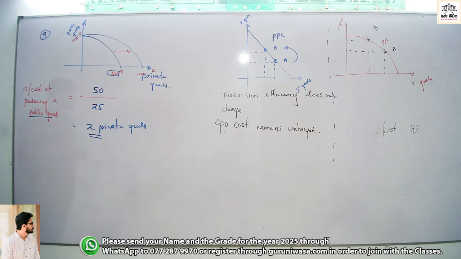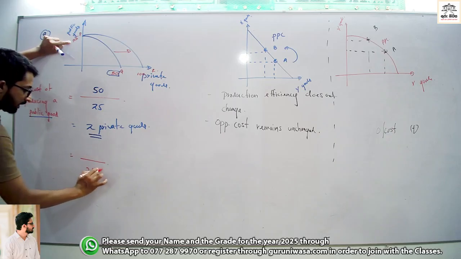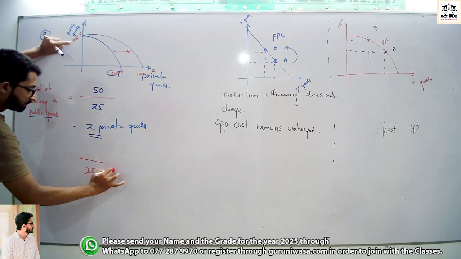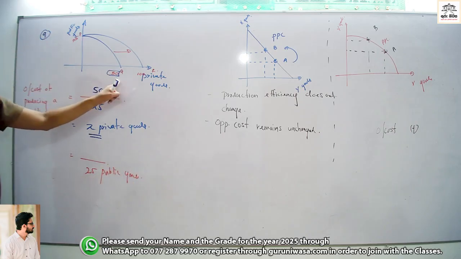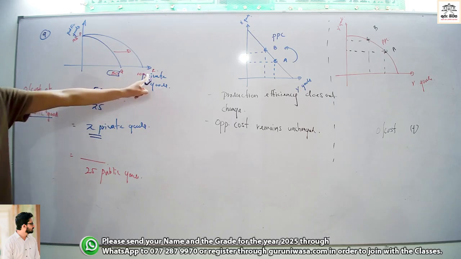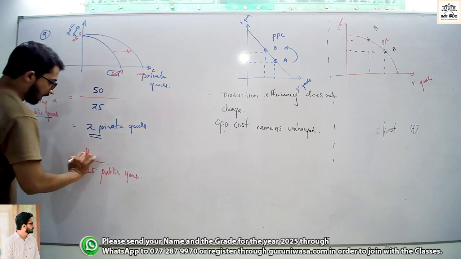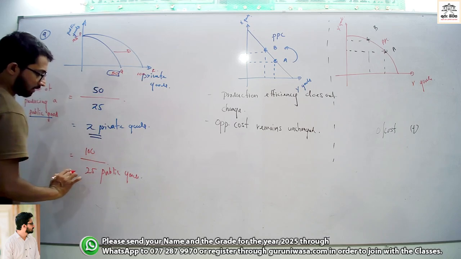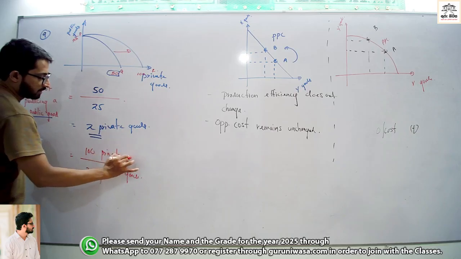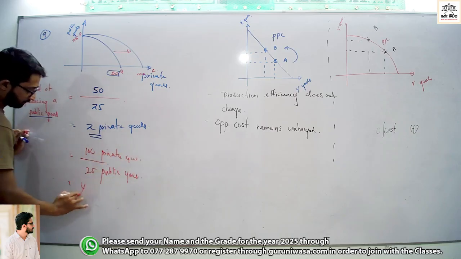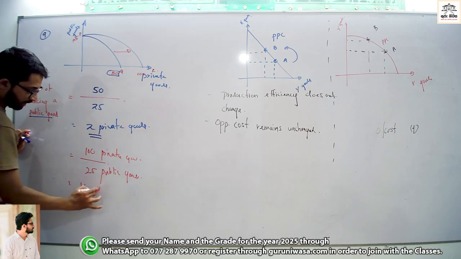Now after this change, Dipna, can you calculate the opportunity cost? To produce the same 25 units of public goods, the economy now has to sacrifice not 50, but 100 units of private goods. Then the answer is 4 units of private goods.